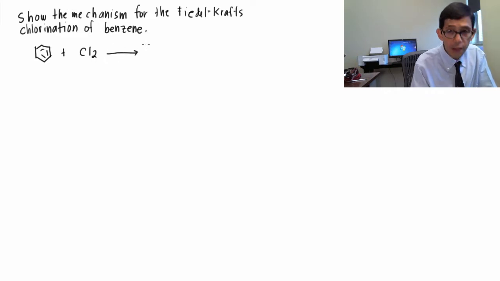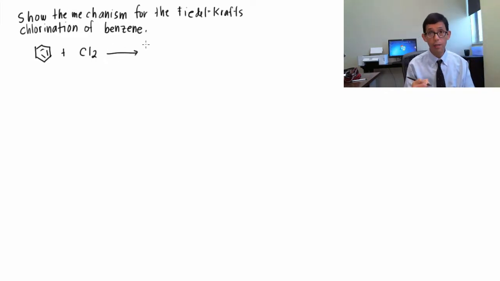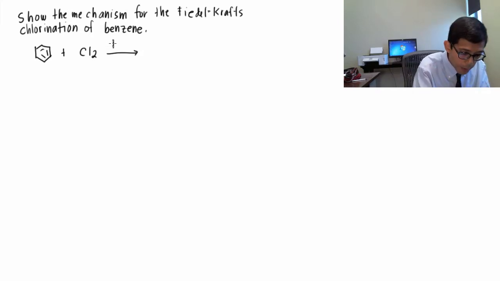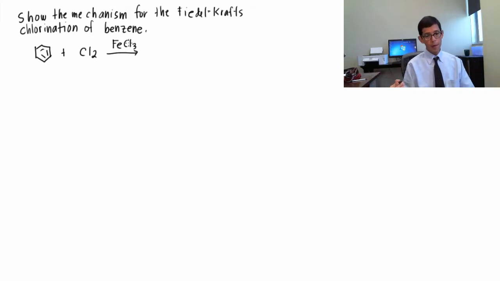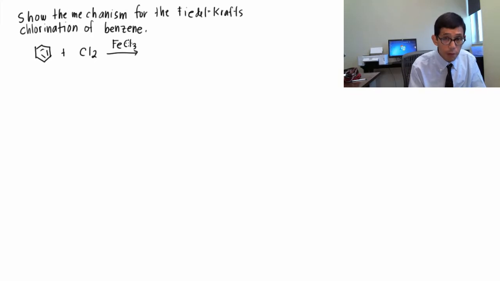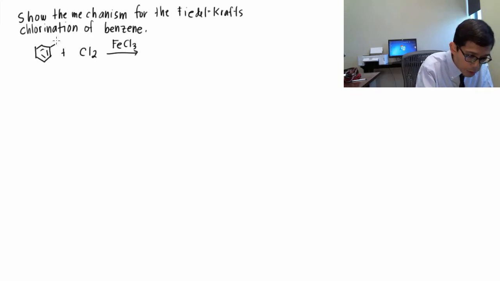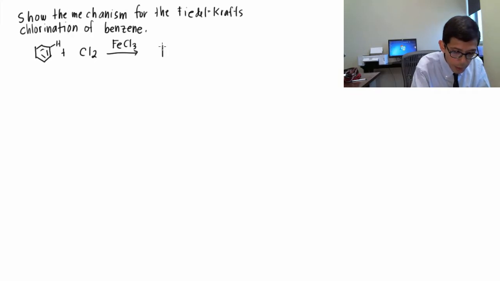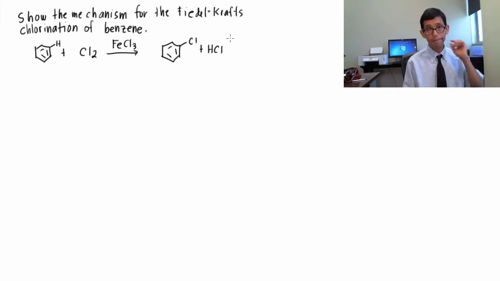And since this is a Friedel-Krafts chlorination, or Friedel-Krafts reaction, we're going to need a Lewis acid. So FeCl3 is what we're going to use. You can also use AlCl3. So what is going to happen is that H will be replaced by a chlorine, Cl, and a byproduct is HCl.